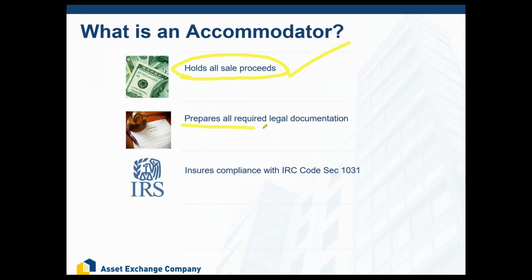Number 2, we are going to prepare all of the legally required documentation to properly document the transaction as a 1031 exchange.